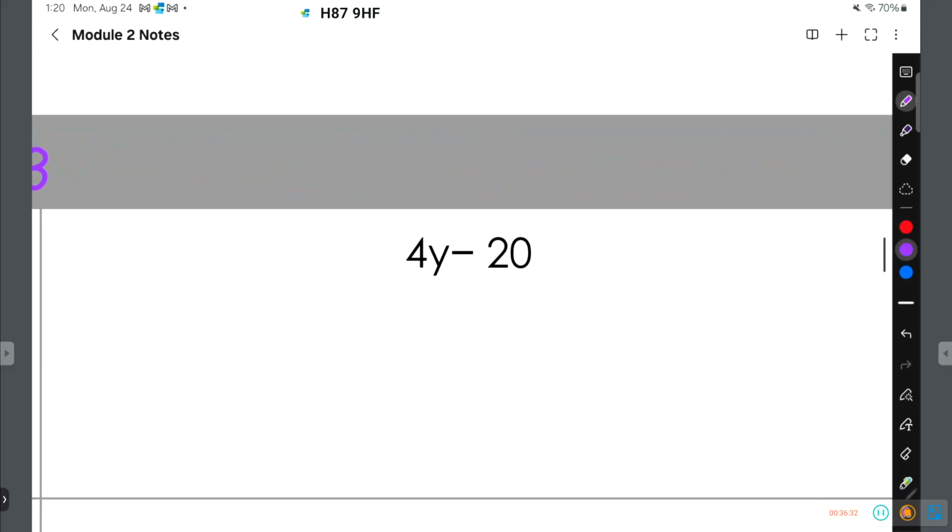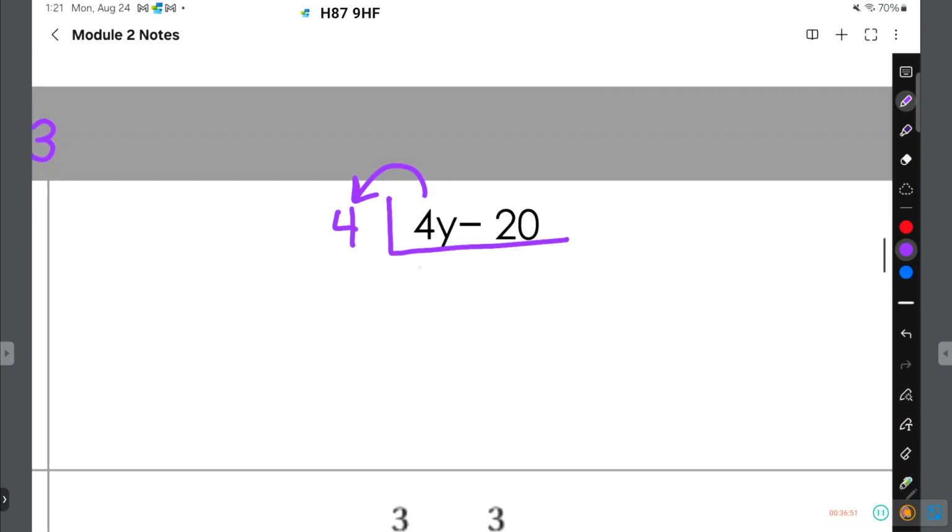Alright, look at 4 and 20. What do 4 and 20 have in common? They both have a 2. Think of a higher number. They both can have 4, right? What's 4 divided by 4? 1, right? What's 20 divided by 4? 5. Look at y'all smart children.